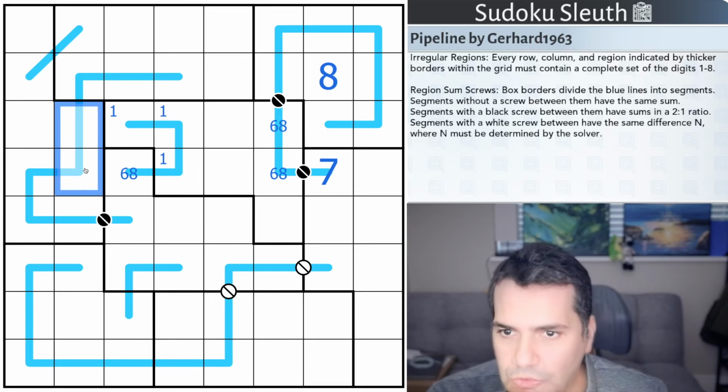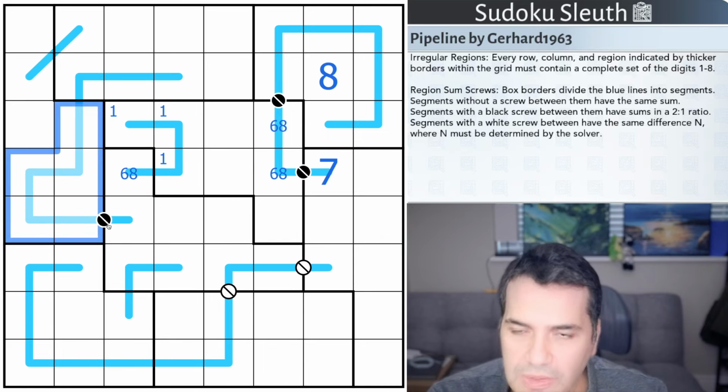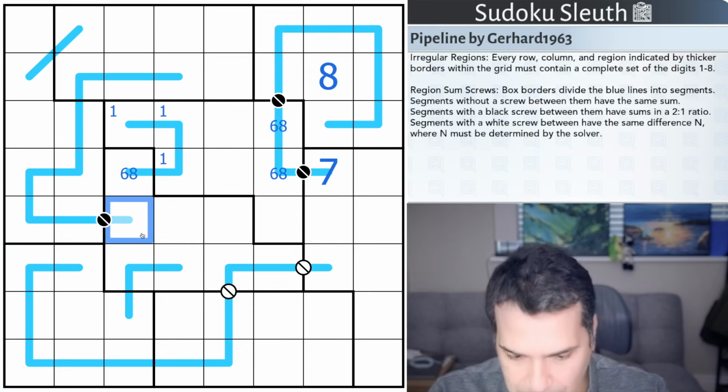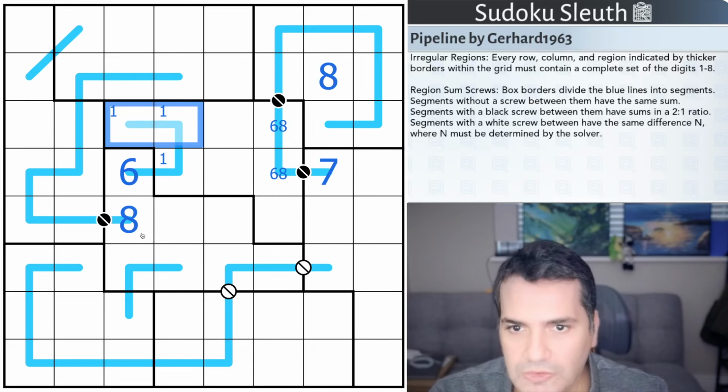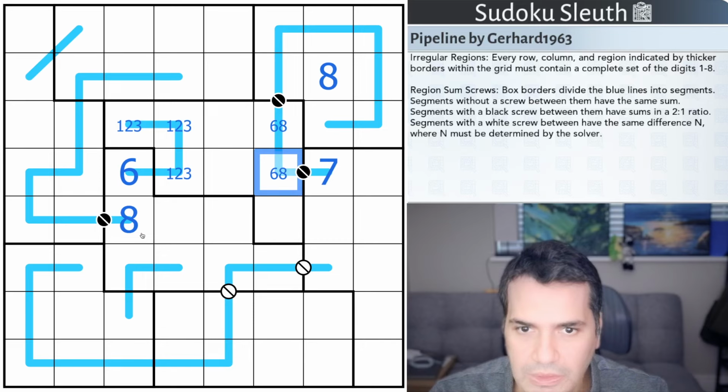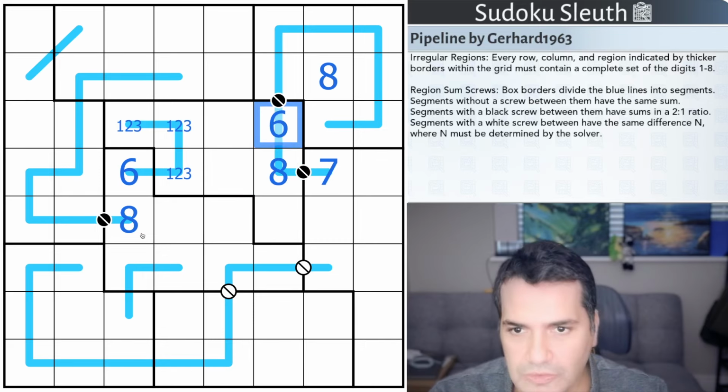Right. 1, 2, 3, 4, 5. The minimum of that is essentially adding 1, 2, 3, 4, and 5. That's already at 15. Half of that, well, I'm already at 7.5. So this absolutely has to be the 8. I can't make 7.5. This is the 6. This is 1, 2, 3. That's 8, and this is 6.